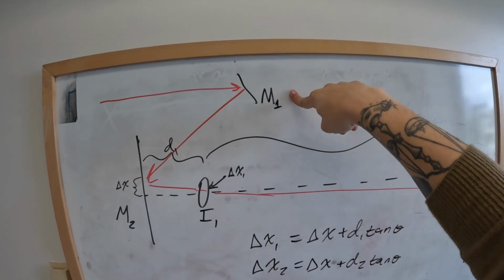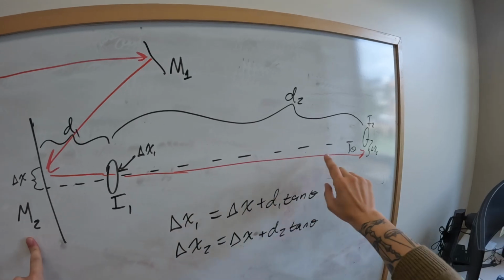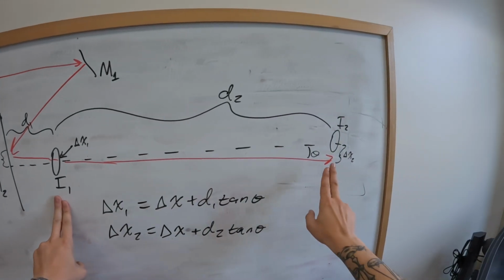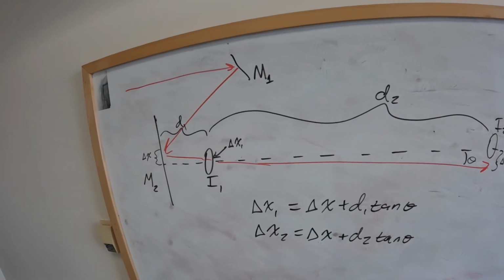It hits this first mirror that I'm calling M1, then it hits a second mirror that I'm calling M2, and then it travels along some path through 2 irises, I1 and I2. I've also defined a couple distances.